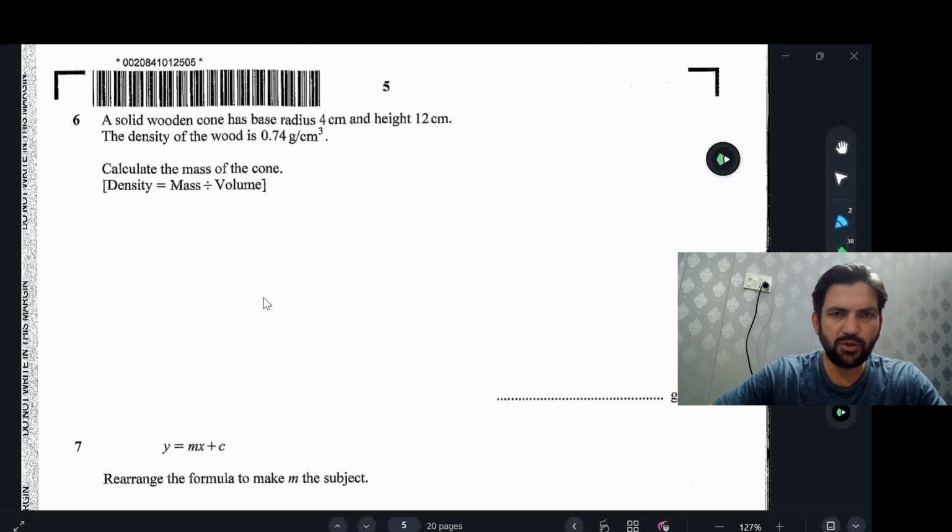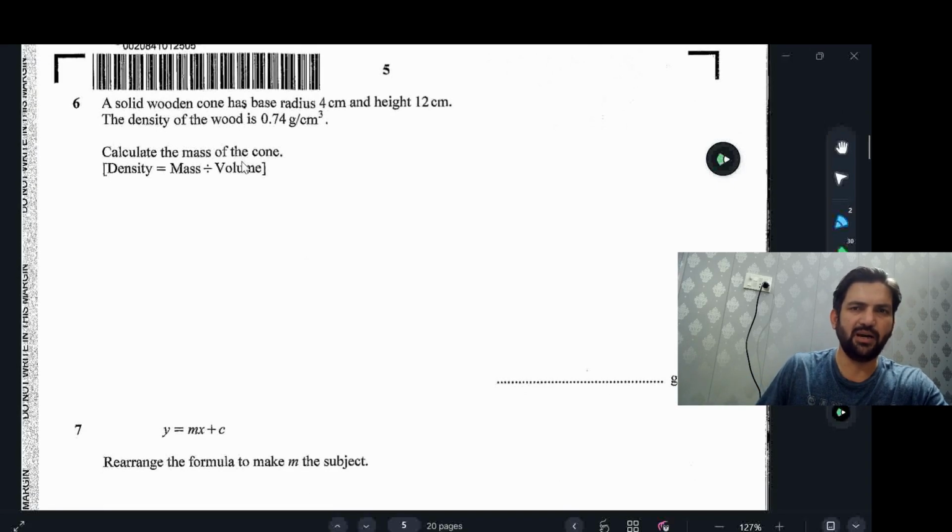A solid wooden cone has base radius 4 centimeter and the height is 12 centimeter. The density of the wood is 0.74. Calculate the mass of the cone. The formula for the density is given to us. Density is equal to mass divided by volume. Now we know the value of density. We have to find out the volume.